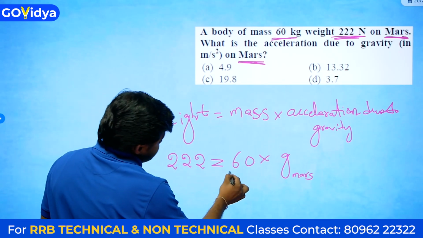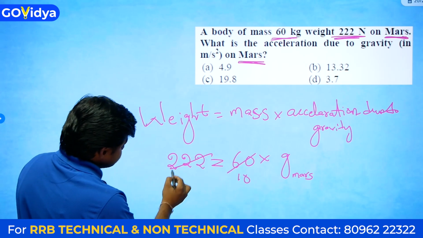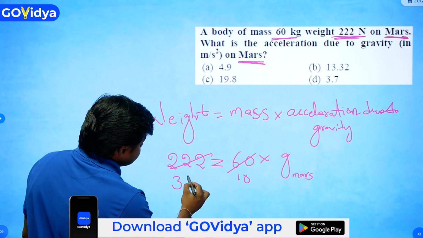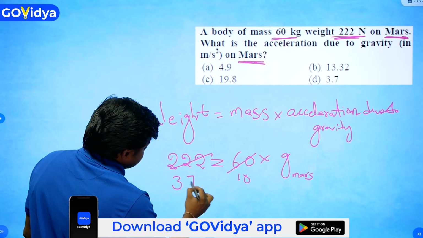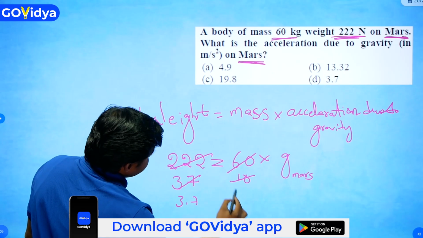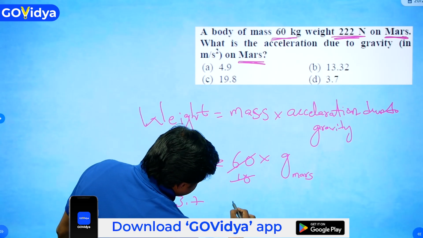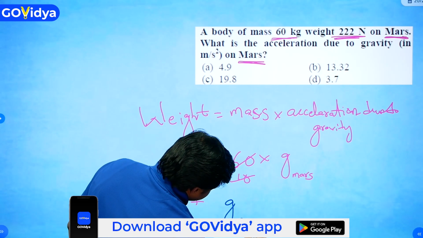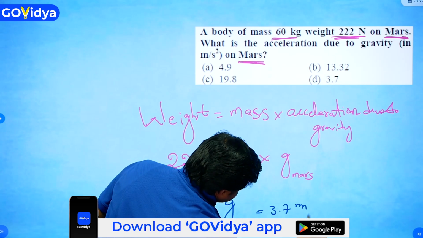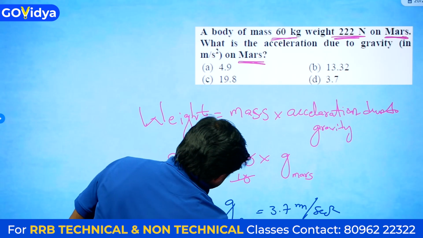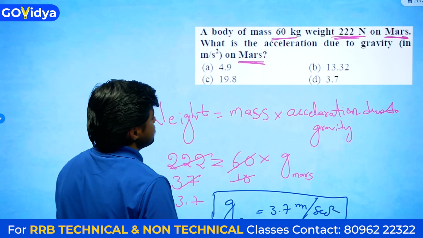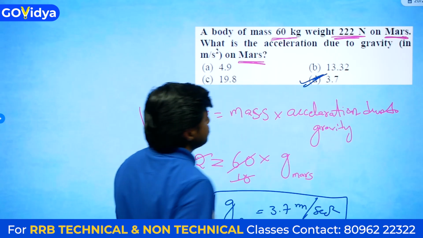Okay. 6 10 ja, 6 3 ja 18, 42, 6 7 ja 42. 10 1 ja 10, 3.7 ja. The acceleration due to gravity of Mars is equal to 3.7 meter per second square. From the options, option D is the correct answer.